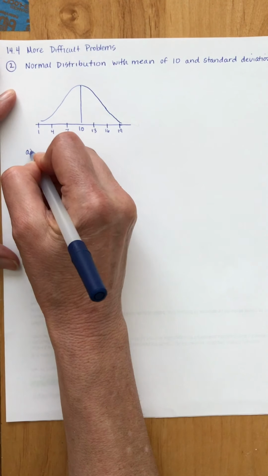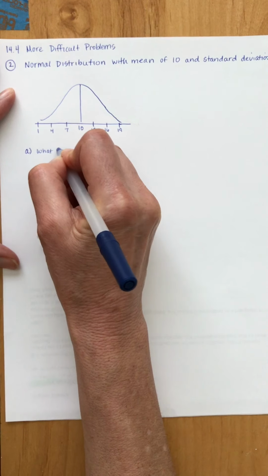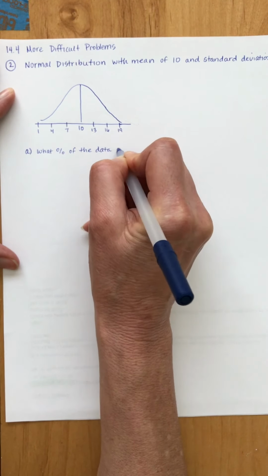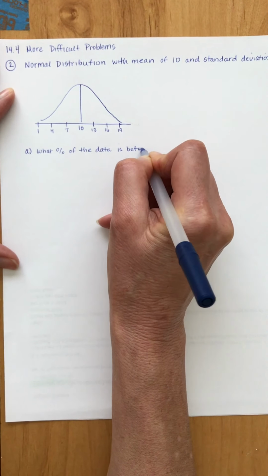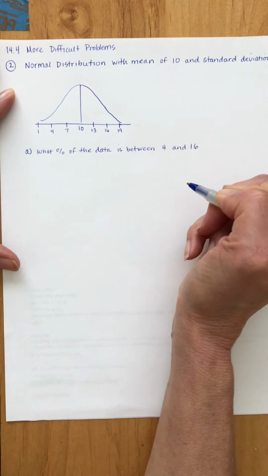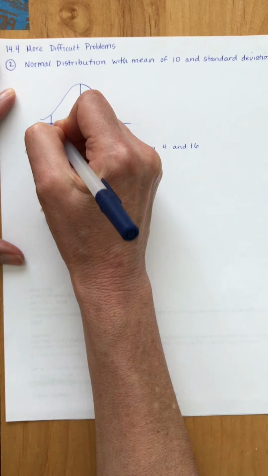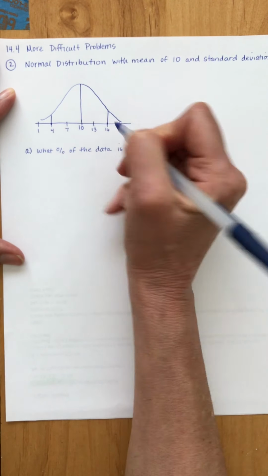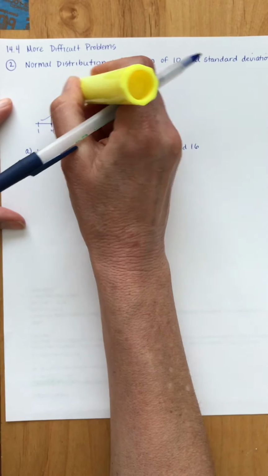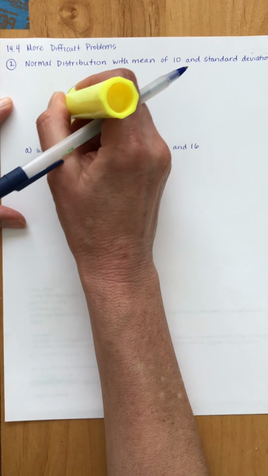What's our first question? Let's find what percent of the data is between 4 and 16. Okay, so we see here we have 10. We're going down to 4, draw a line, up to 16, draw a line. Okay, and we're going to shade what's in between there. Okay, so all of this here.